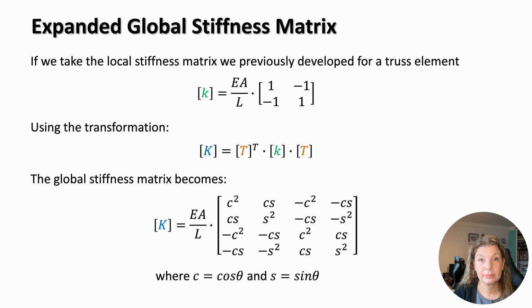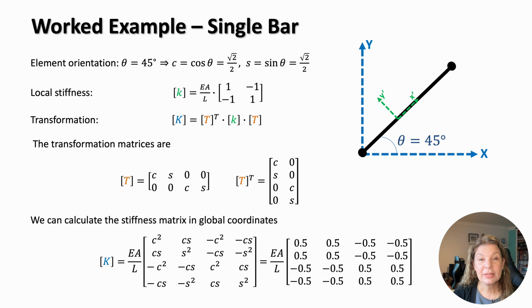Let's do one full numerical pass to make the symbols make sense. So if you have a bar at a 45-degree angle, cos theta equals sine theta equals square root of 2 over 2, which is roughly 0.7071. We start off with a local 2x2 stiffness matrix, K equals EA over L, and in the matrix we have 1s and minus 1s. We use K equals T transpose times K times T, and substituting C and S, or cos and sine, gives us the 4x4 matrix shown.